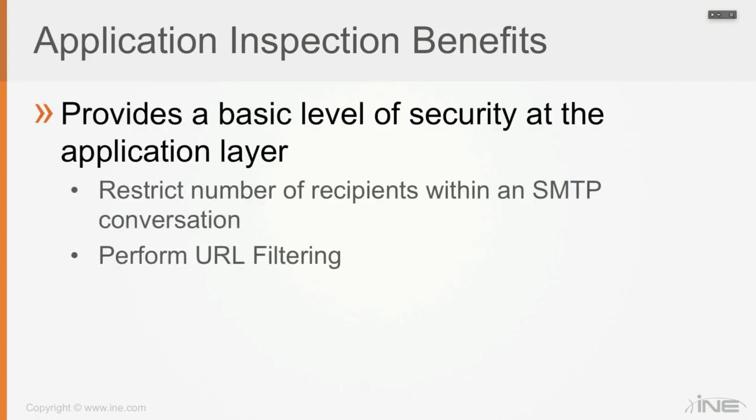Also, it provides a basic level of security at the application layer. For example, you can inspect SMTP to restrict the number of recipients within an SMTP conversation, because it's well known that a very simple marketing email or phishing email or spam email is going to have a lot of recipients.